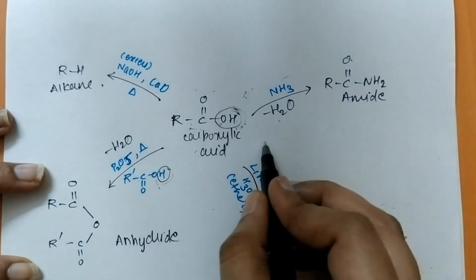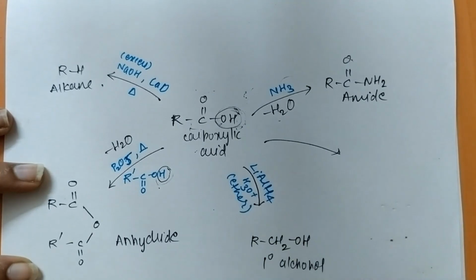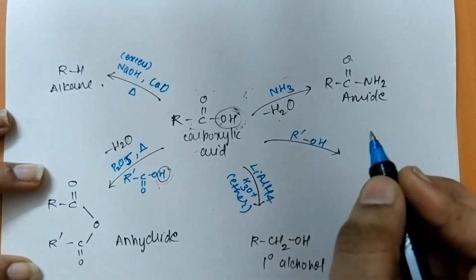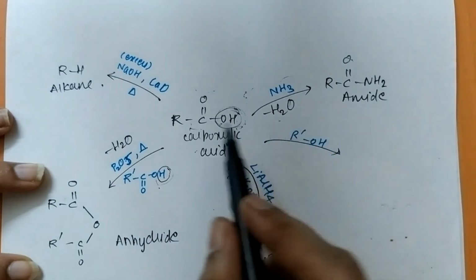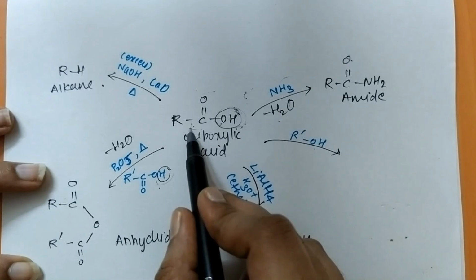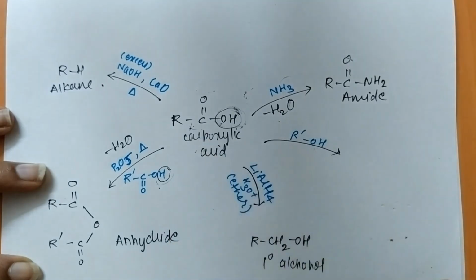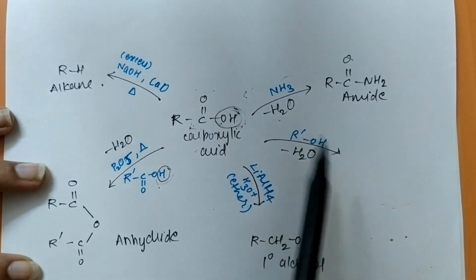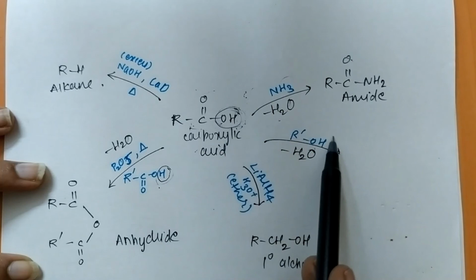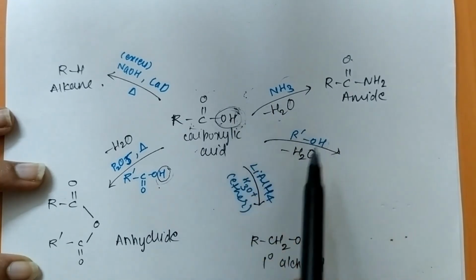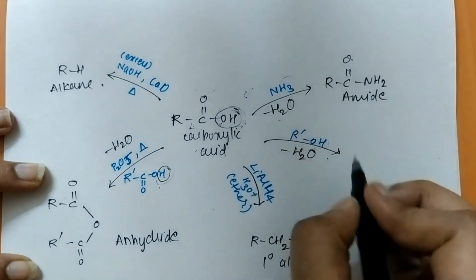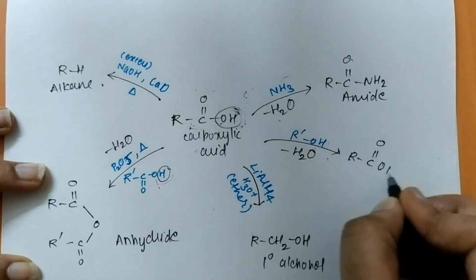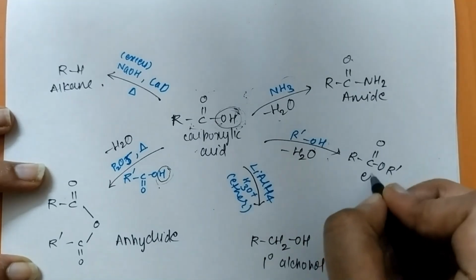Now there's one more reaction where the carboxylic acids react with alcohols, that is R-OH. This is an alcohol, and ultimately when they react together, there is an ester formation which occurs. Here also there is a dehydration which occurs. That is, the OH of the carboxylic acid and one H of the ROH are going to combine together to give water. And ultimately we are going to get RCOOR dash, which is an ester.